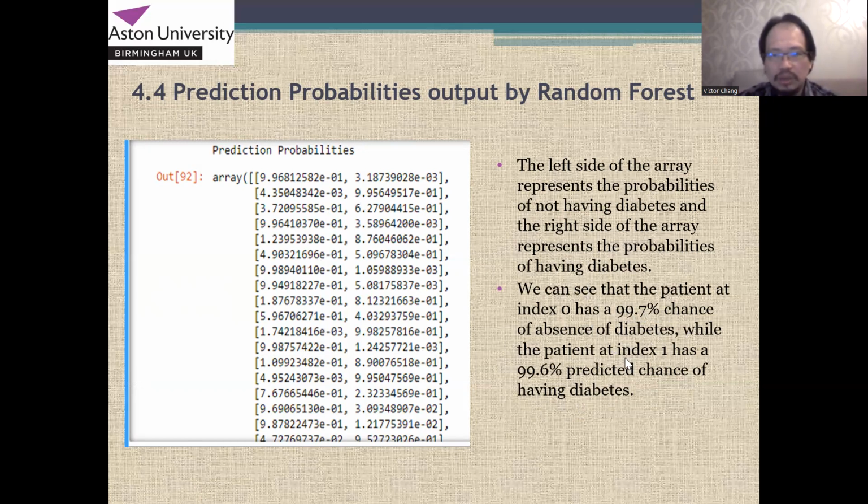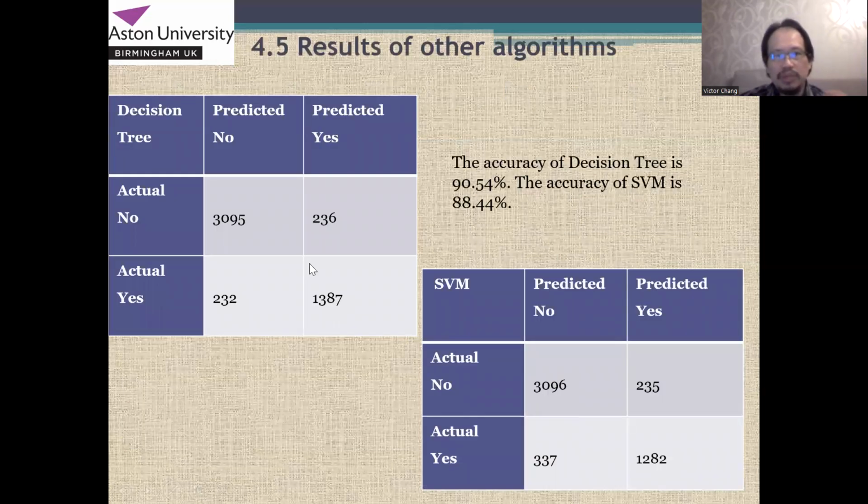But then the patient at index 1 has a 99.6% predicted chance of having diabetes. It's almost like 0 means you don't have it, then 1 means that you are highly likely to have diabetes. So this will be the result in other algorithms. So we have the decision trees at 90.54%, and the accuracy of SVM is 88.44%. So then we predict them, and of course they have results that look better that way. So we then focus on these two, and then it will give us a good result.